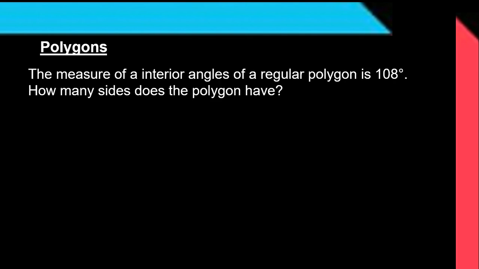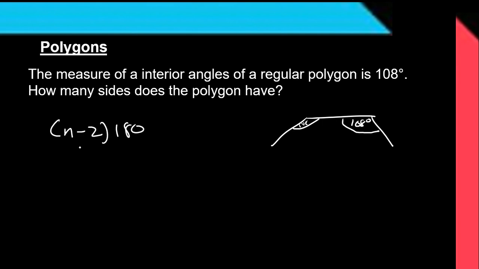Okay, so let's move on. What about if we were given a question where it says the measure of the interior angles of a regular polygon is 108 degrees? How many sides does the polygon have? So this time, if I draw a rough sketch, I don't know how many sides the polygon has. All I know is that the angle inside is 108. Okay, well, if I use the formula, I know n minus 2 times 180 equals the sum of the interior angles. If I divide this by the number of sides, it will get me what that interior angle is. And this is the formula we can use that we've just used in the regular polygon questions.